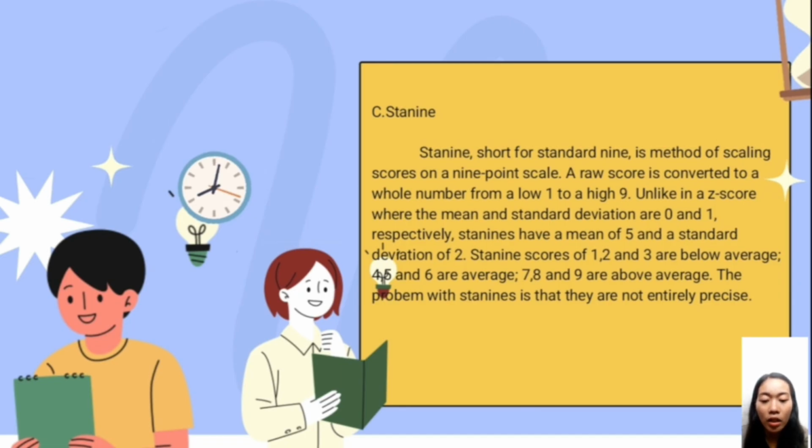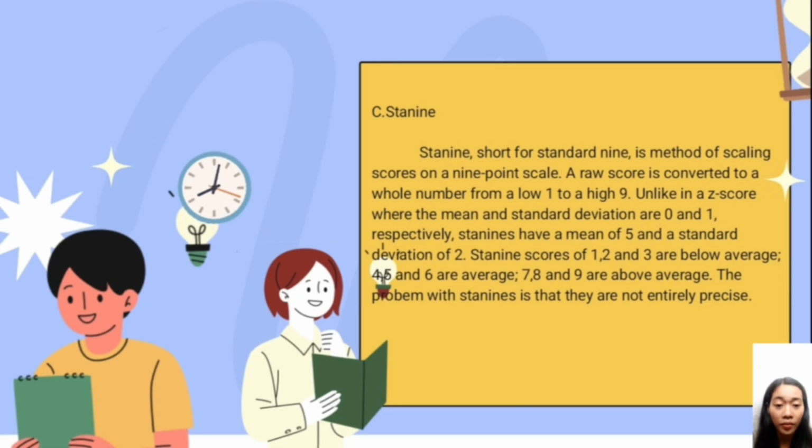So a STA9 value of 2 shows that the student's performance level is below average. So the problem with STA9 is that they are not entirely precise. A student with a STA9 score of 2 may have a percentile score of anywhere from the 4th to 10th. To show a significant difference between two scores, there should be at least one STA9 score between them.